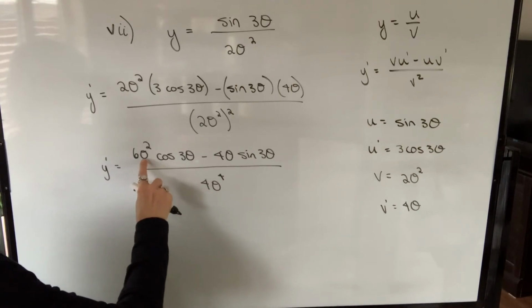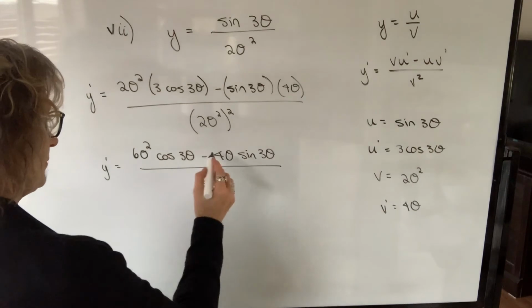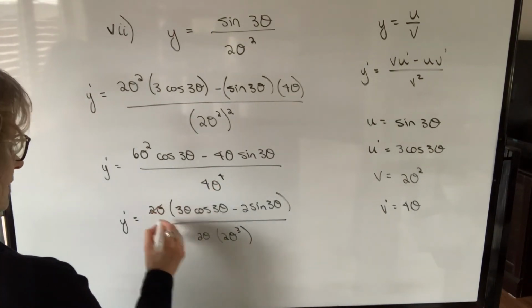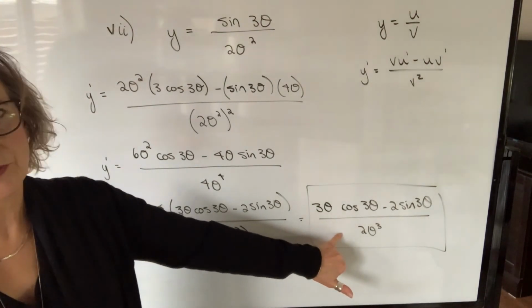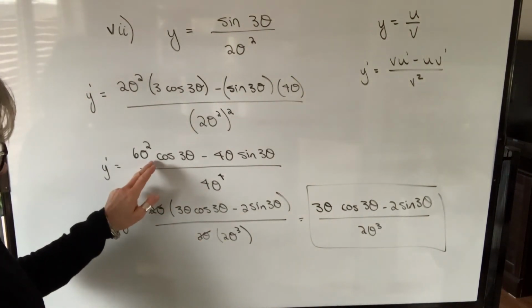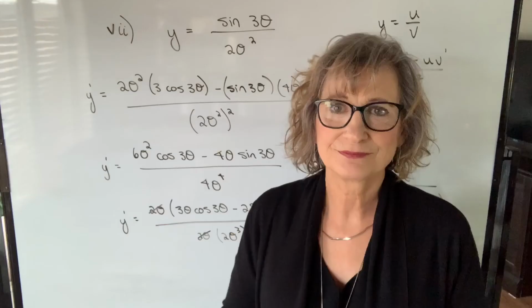In this example, I can factor out a 2 theta in the numerator because it will allow me to simplify. I can cancel that common factor of 2 theta. It would simplify to equal this. So there will be times where factoring will be necessary because it will allow you to simplify.